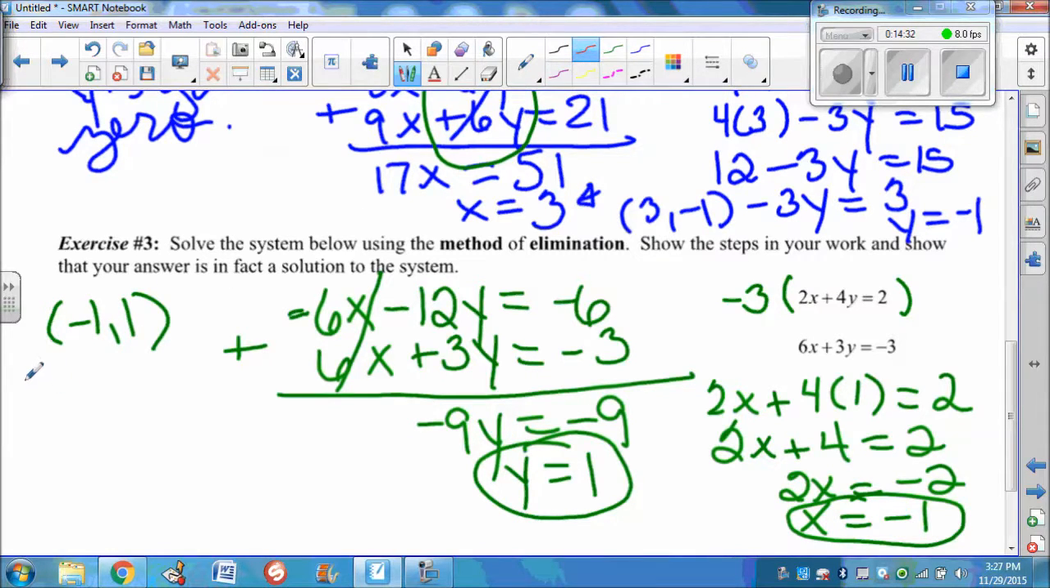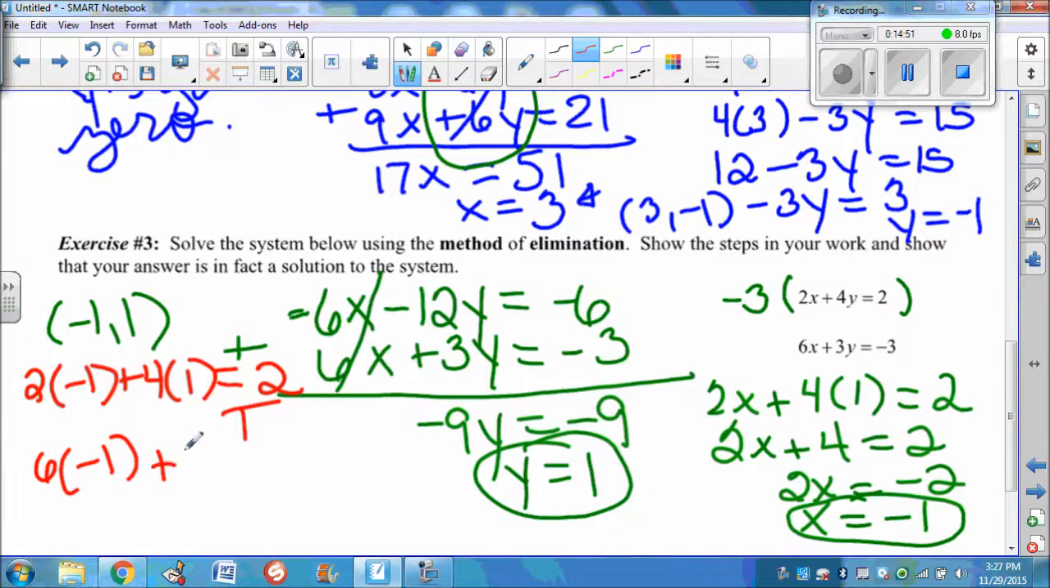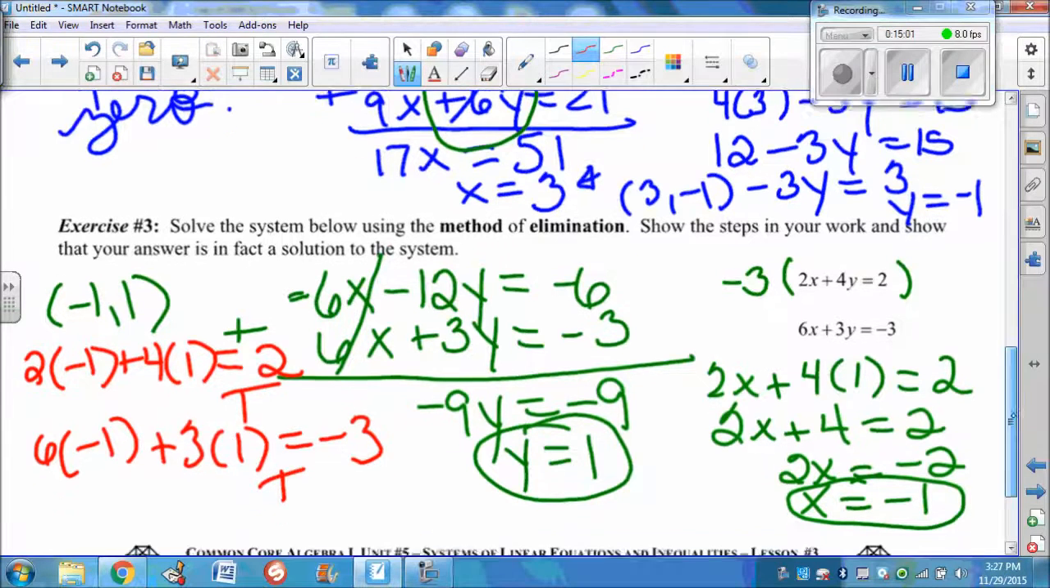So I end up saying 2 times -1 plus 4 times 1. Does that equal 2? So, yep, -2 plus 4 equals 2. That's true. And now take that solution again and plug it into the second equation. 6 times -1 plus 3 times 1 equals -3. So -6 plus 3 is -3. That is absolutely true. All right, nice job, guys.